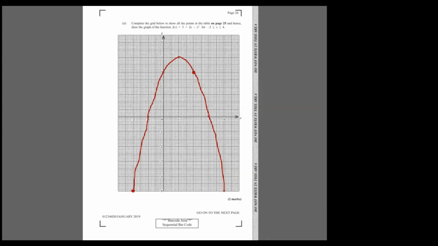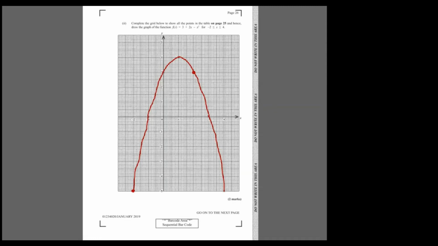Nice and easy. Then they ask, using the graph, determine the coordinates of the maximum point of f of x. Maximum point means the highest point on the graph. And it says using the graph. So this is the highest point on the graph, right here. And this occurs at 1, 4. So the coordinates of the maximum point are 1, 4.